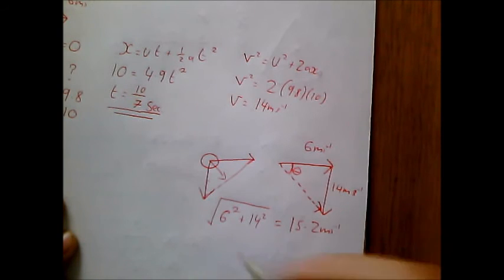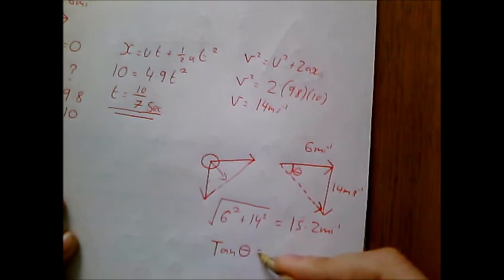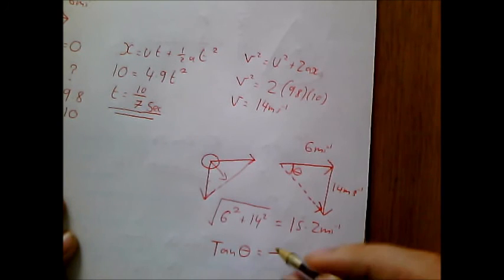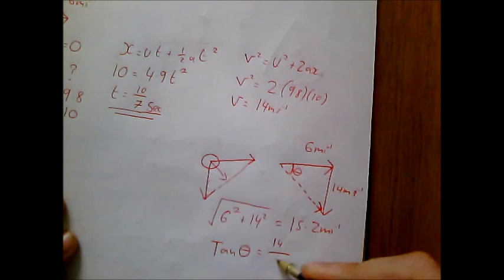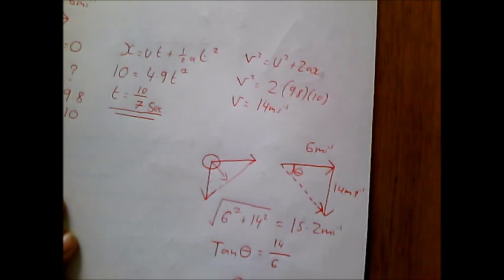And then using tan theta equals the opposite over the adjacent, tan theta is equal to 14 over 6. So using inverse tan, theta should equal 66.8 degrees to the horizontal. And that's it. Job done. Nothing further needs to be done.